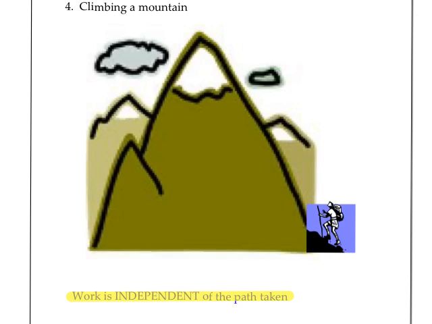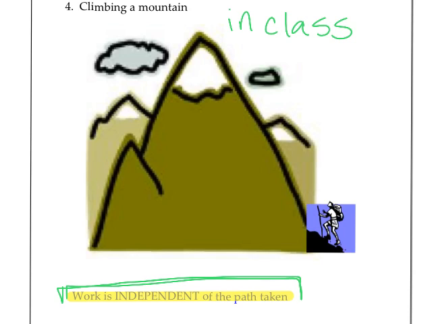And again, we're going to do this example in class of somebody climbing a mountain, but remember that work is a vector quantity. It's the displacement that's important. So go ahead and write this sentence down, that work is independent of the path taken. It only matters where you start and finish because it's displacement, not distance, that matters when we talk about work.